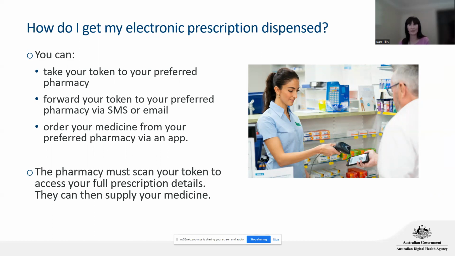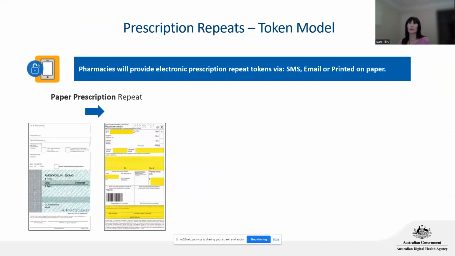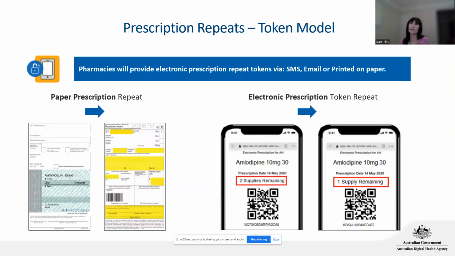It's actually relatively simple. In terms of prescription repeats, so say if you have a regular medicine for a heart condition that you're on, and you always get 5 repeats with every script that you get, what I've got on the screen there is what traditionally it looks like. You get that yellow piece of paper that's stapled to the top of the script, and that's treated as your repeat. For electronic prescription tokens, it works a little bit differently.